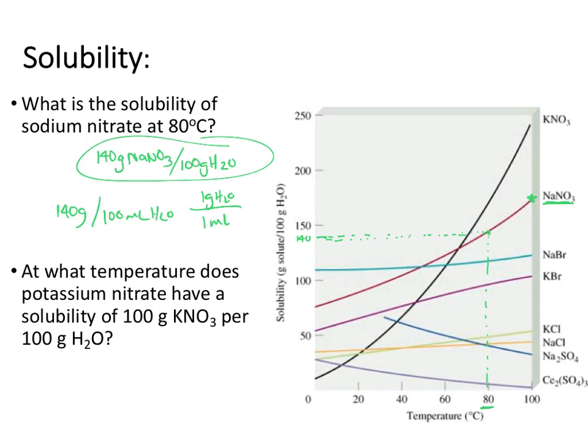Now, the next question asks you, at what temperature does potassium nitrate have a solubility of 100 grams of KNO3 per 100 grams of H2O? So we're going to find our potassium nitrate curve, and find the 100 gram mark, because that's what it's asking for. Then we extrapolate over, boom. We find that curve. That point at the curve is when I've created a saturated solution. Then I'm going to extrapolate down to the temperature axis, and approximately 58 degrees C is when that happens.